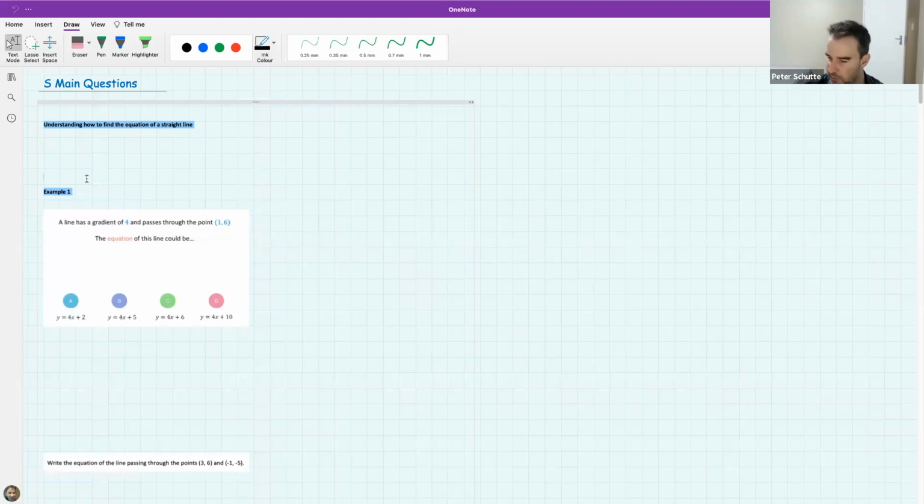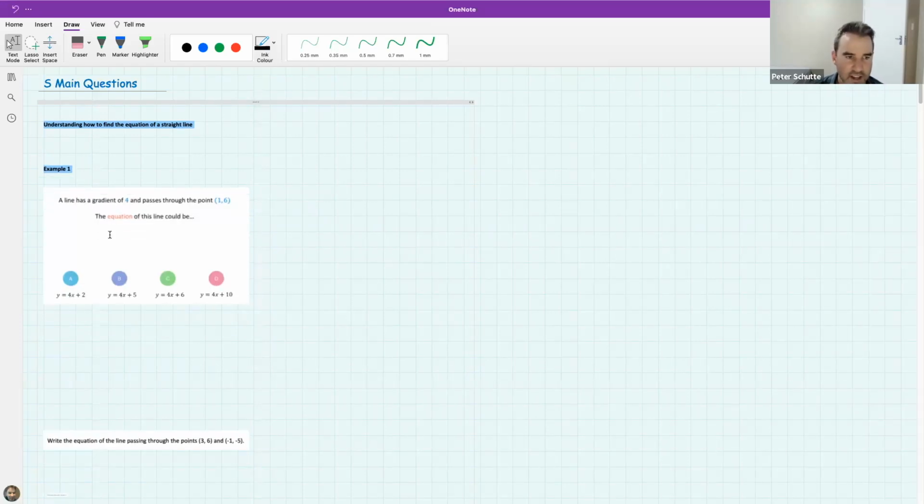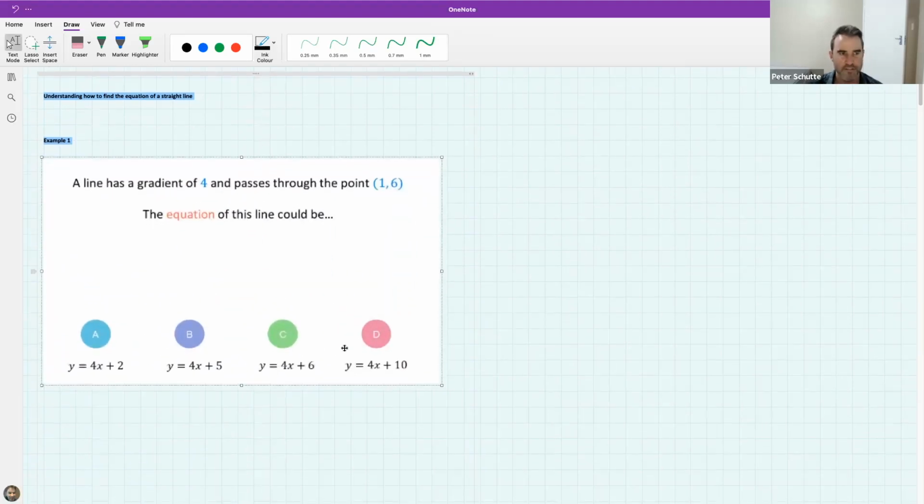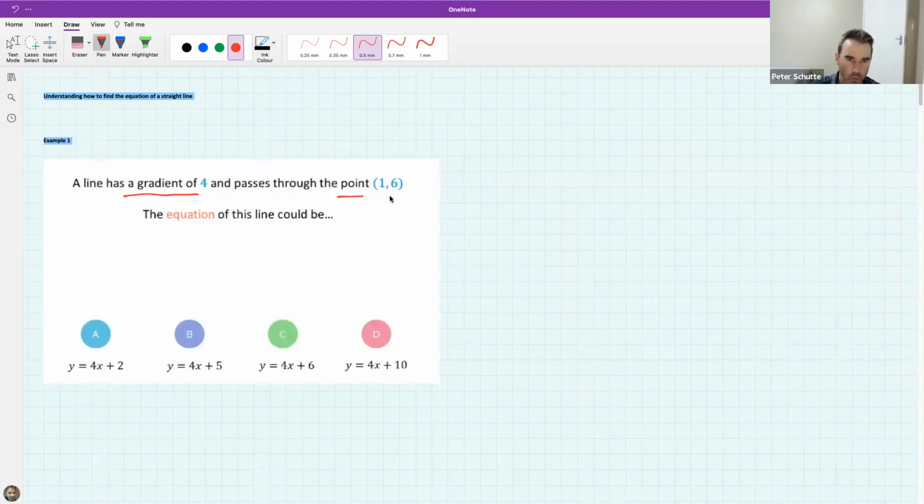Last lesson, we spent quite a bit of time talking about straight lines. And so let's just have a quick little revision before we get going with new stuff. Here's your question. A line has a gradient of 4 and passes through the point (1,6). What could the equation of this line be?